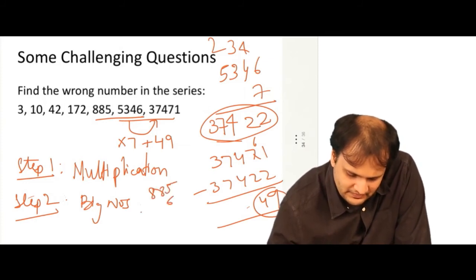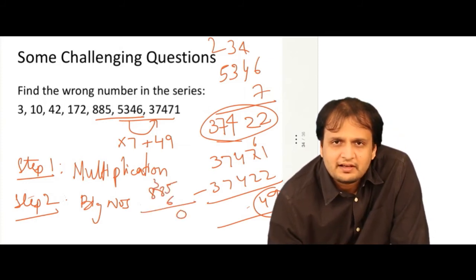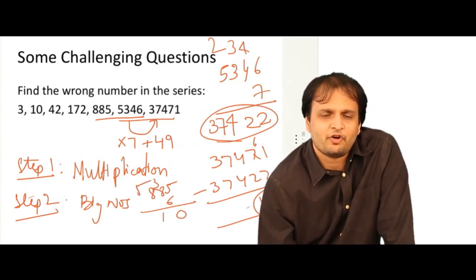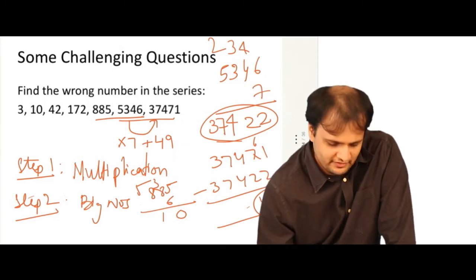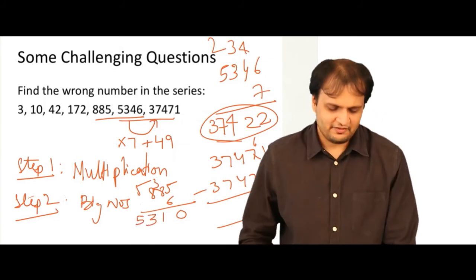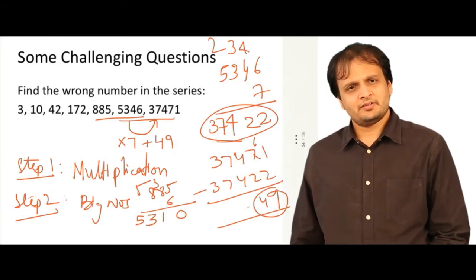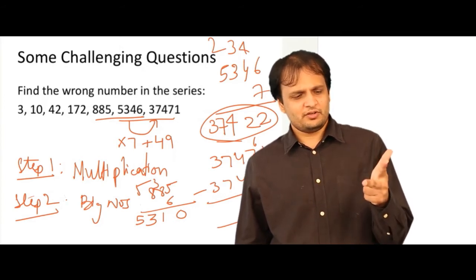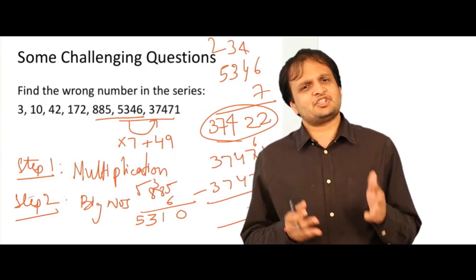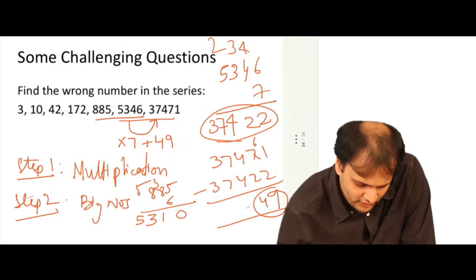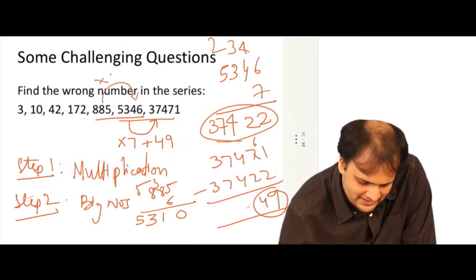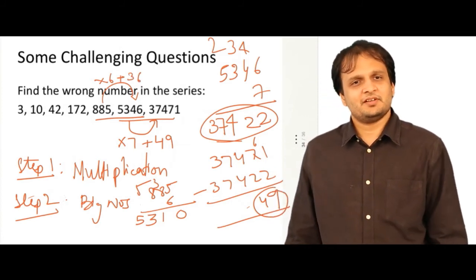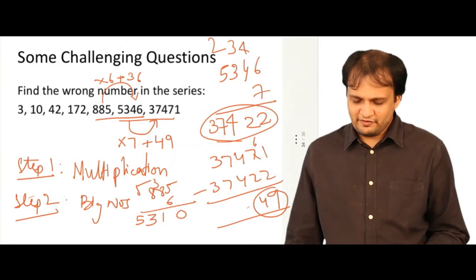885 multiplied by 6. 6 5s are 30. 8 6s are 48. 48 plus 3 is 51. Very good. 8 6s are 48. 48 plus 5 is 53. So 5310. This is still short. How short? 5310, so 5320, 5330, 5340 and then 5346. So 36 short we are, right? So if I want to come from here to here, I have to multiply by 6, then add 36. 36 is also a special number. It is 6 square.